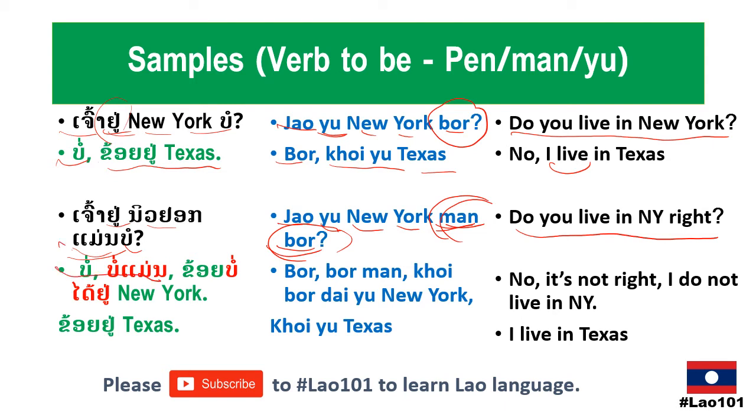So the answer for this one can be two ways. บ่แม่น simply, because แม่น here means right. Or you can also say บ่ ข่อยบ่ได้อยู่นิวยอร์ก. See, this time you answer by บ่ได้, which means can't or cannot. บ่ได้อยู่ means can't live, but the meaning in this context is actually no, I do not live in New York. ข่อยอยู่ Texas. I live in Texas.